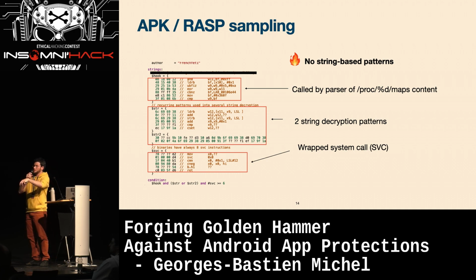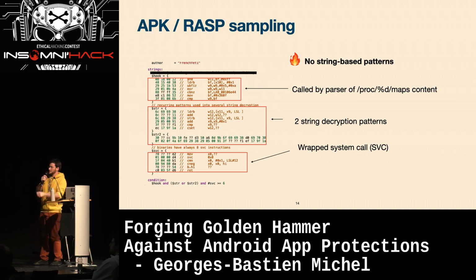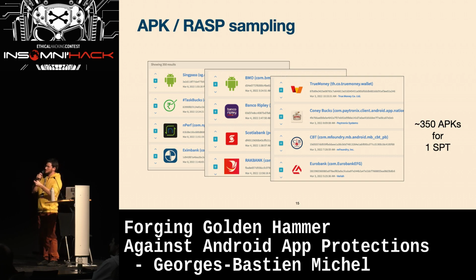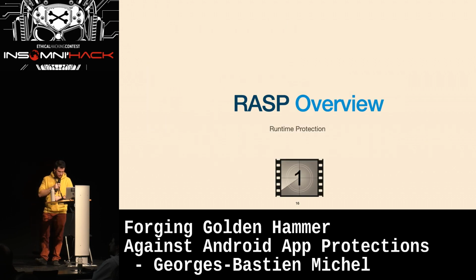SPT tools provide functionalities as a native library, and this native library avoids using the libc, so most system calls are inline, but the system calls are often wrapped into another function. So we can identify an SPT by the count of wrapped SVCs. In this case, the editor of this SPT tool always provides a library with 6 or 8 wrapped SVCs. So with this kind of rules, we are able to gather more than 300 APKs. Okay. So next, I will talk about what a runtime application security protection is.